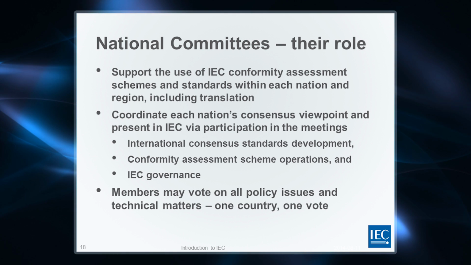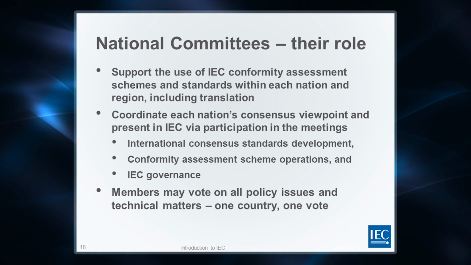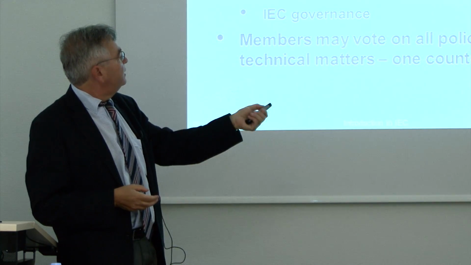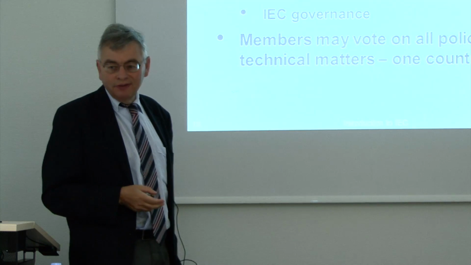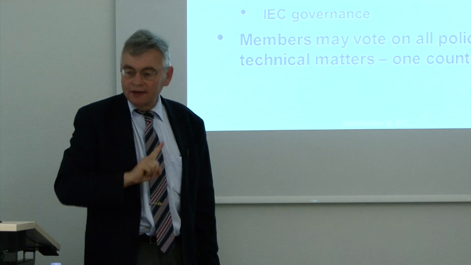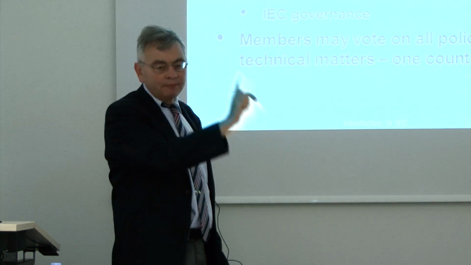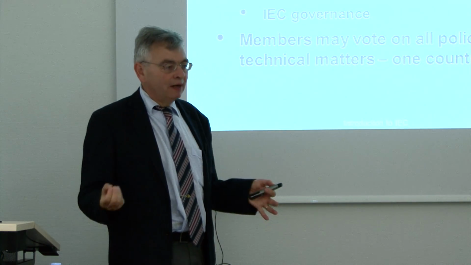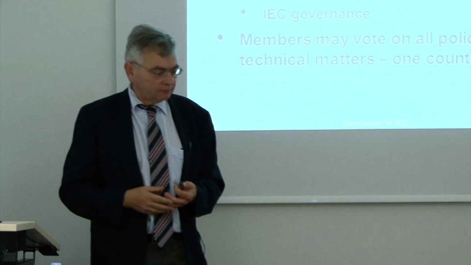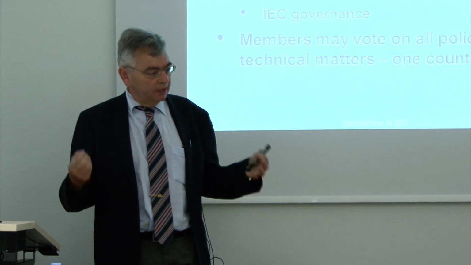So what do the national committees do? Because the national committees are an important element in the IEC. They are our members. They support, obviously, the conformity assessment schemes. And that actually answers your question. They coordinate each nation's consensus viewpoint. You need a national committee to reach a single viewpoint within that country. It's one of the problems when you have a country type of organization. You might have the government saying black and industry saying white. And somehow they're going to have to reach agreement and say grey when they come to a meeting. That's an option. So the national committees have to come to a single viewpoint within their country.